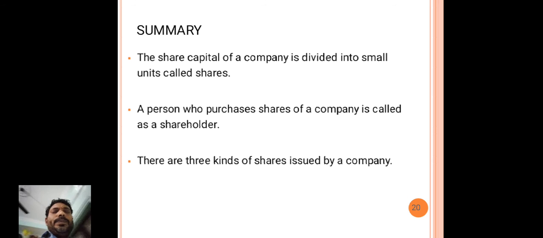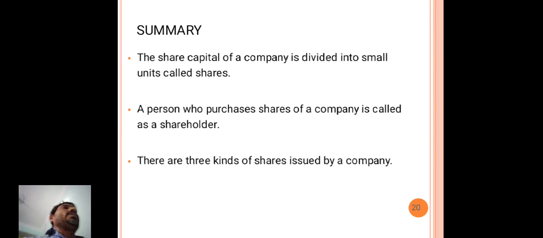Okay, so here I am explaining all these topics once again. Deferred shares are the founders' shares. The deferred shares are allotted to the founders. These shares are held with the promoters of the company. And the equity shares are the ordinary shares.